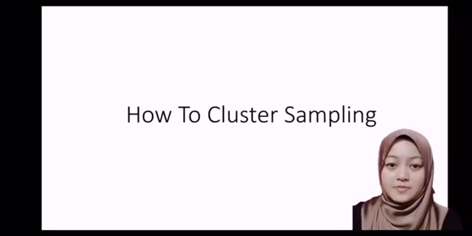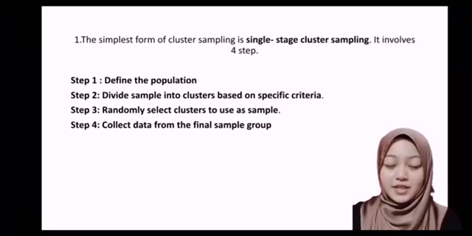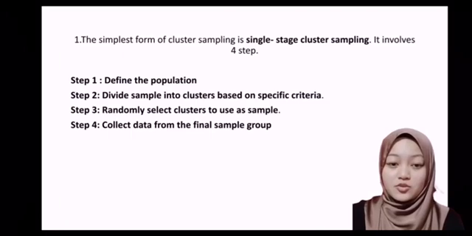How to do cluster sampling? The simplest form of cluster sampling is single-stage cluster sampling. It has about four steps. Step 1, define the population. Step 2, divide the sample into clusters based on specific criteria. Step 3, randomly select clusters to use as the sample. And step 4, collect data from the final sample group.